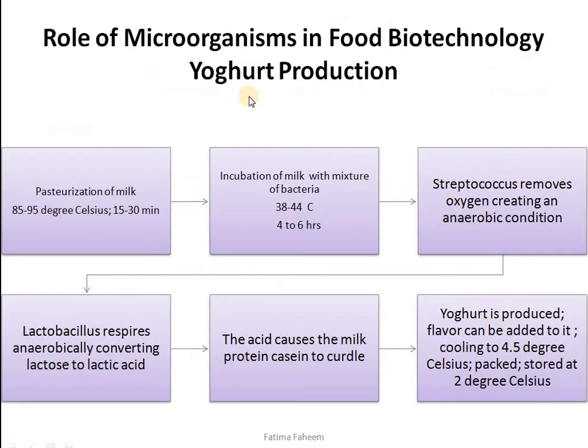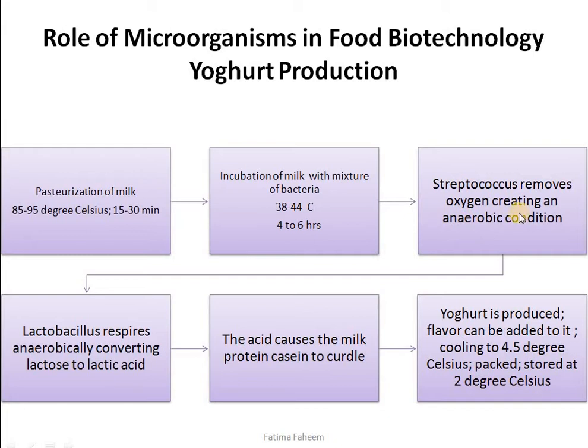Let's see the formation of yogurt first. The first step includes the pasteurization of milk at around 85 to 95 degrees Celsius for about 15 to 30 minutes. Then the milk is incubated with bacteria for about 4 to 6 hours at 38 to 44 degrees Celsius. Then we add a microorganism, which is actually a bacteria called Streptococcus, which will remove the oxygen, creating anaerobic conditions in the vessel or the container.